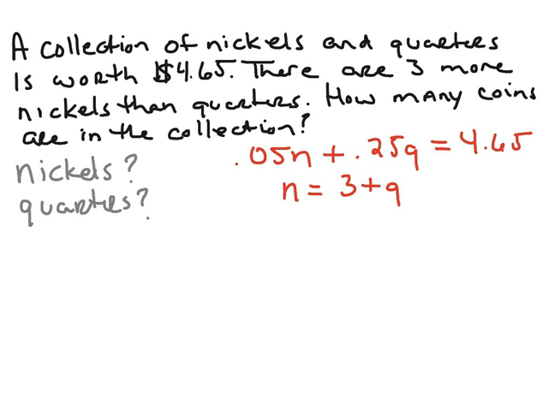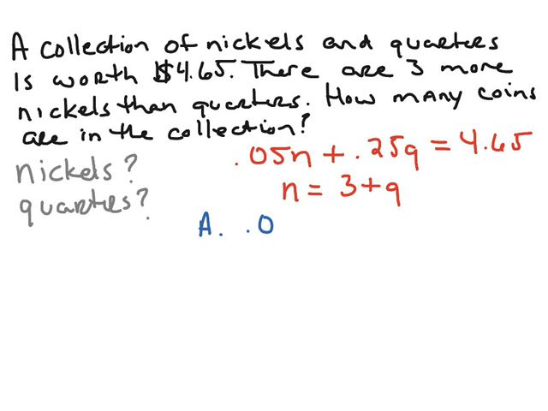Alright, so at this point I have a system of equations. Now I need to solve this system using one of the 4 methods that were discussed. We have the graphing method, the substitution method, the elimination method, and we also have matrices. I think in this particular case, since it says N is equal to 3 plus Q, I'm going to use the substitution method. We're going to take this 3 plus Q and substitute it into the other equation.